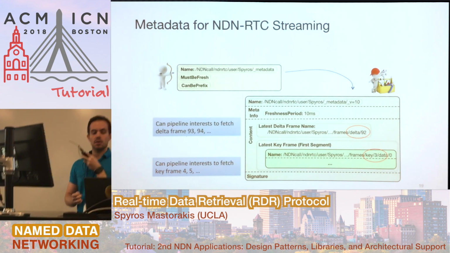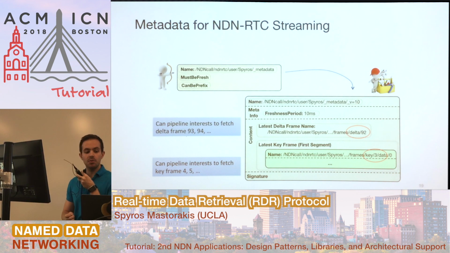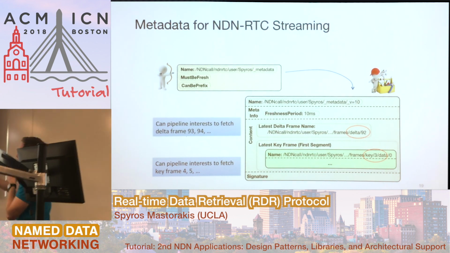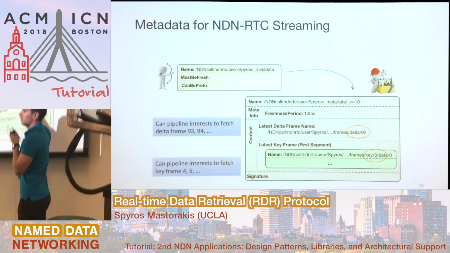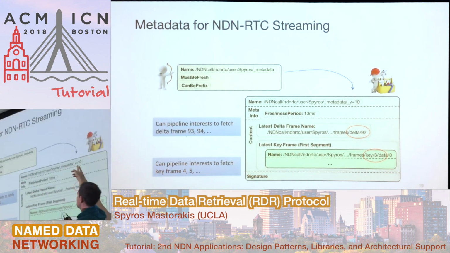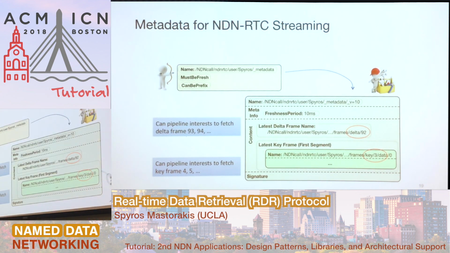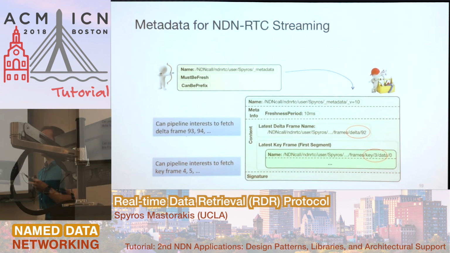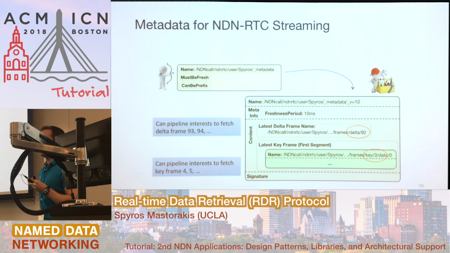Yeah, so can we use the can be prefix option? Because if you see, this data packet will have a longer name. So that's why we're using that, to indicate that the data packet can have a longer name. For the components, I think can be prefix is the right one?